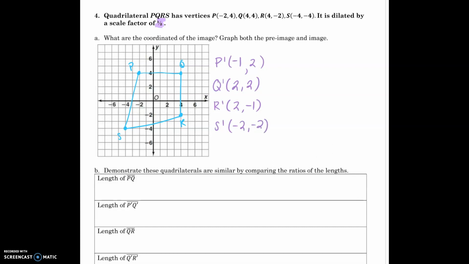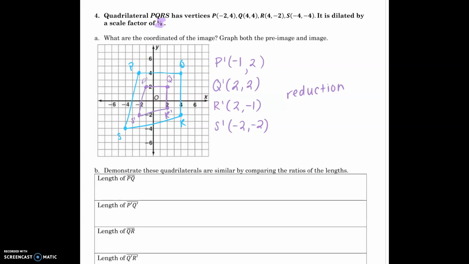Now we can plot our image. So we have (-1, 2) for P prime, (2, 2) for Q prime, (2, -1) for R prime, and (-2, -2) for S prime. As we can see, because our scale factor was between 0 and 1, our image got smaller than our pre-image, so we do have a reduction here.